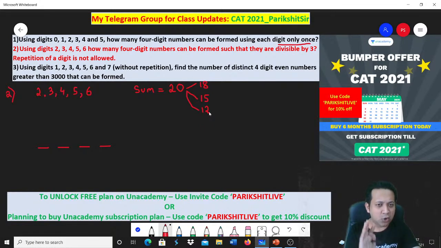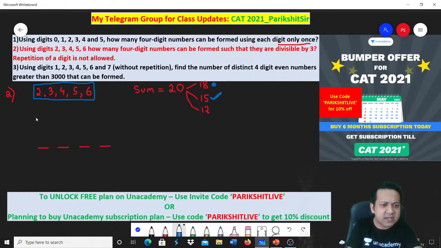Now think about it logically. From 20, can you achieve the sum of 15? Remember, you have got one extra digit. There are 5 digits, and you only need to form 4-digit numbers, meaning you got to exclude 1 digit. So if you have to have the sum as 15, which digit will you exclude? If you have all the 5 digits, the sum is 20. You need the sum to be 15. If you exclude 5, you will get 15.